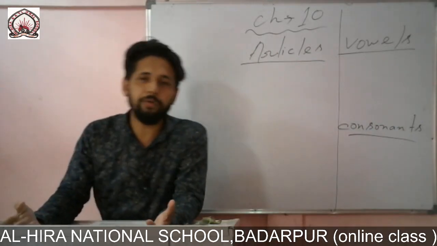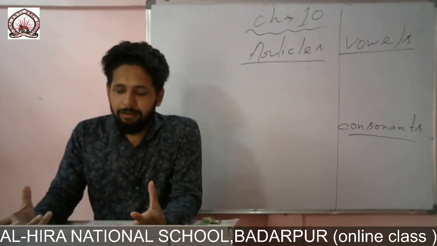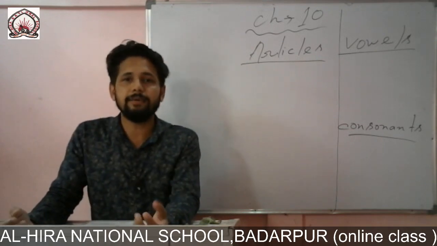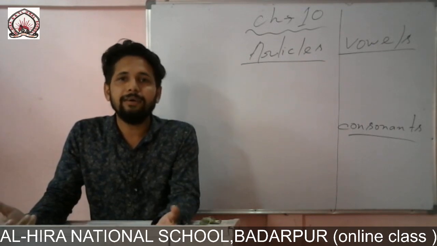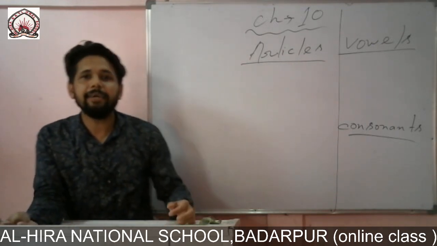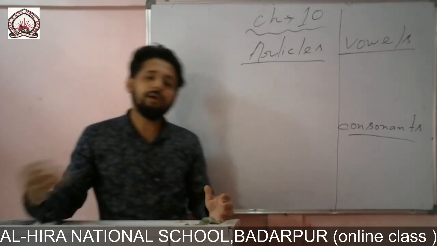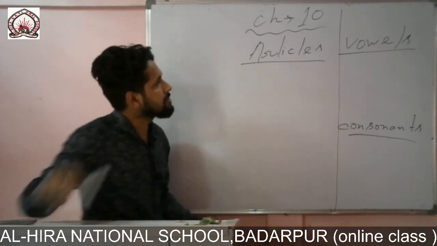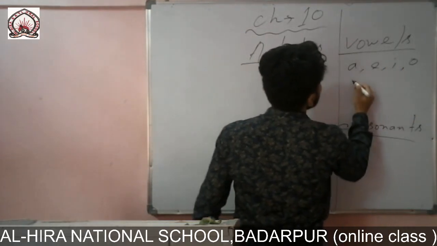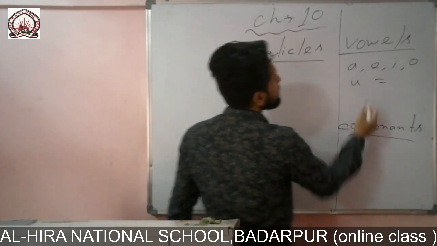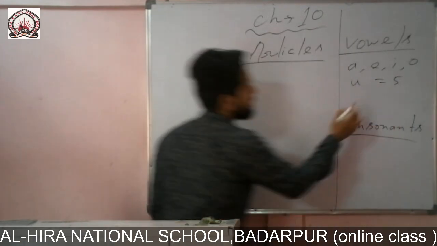One thing we know is that there are 26 English alphabets. Now what are vowels? The letters A, E, I, O, U are called vowels. Let me write it: A, E, I, O, U. If you count them, we shall get that there are 5 vowels in number.